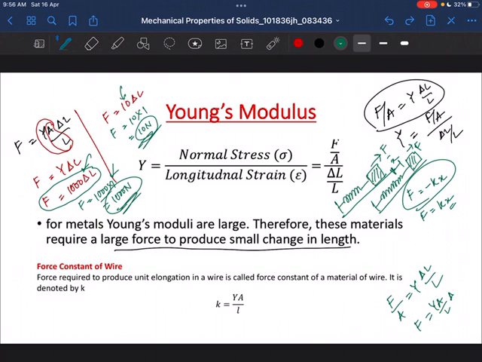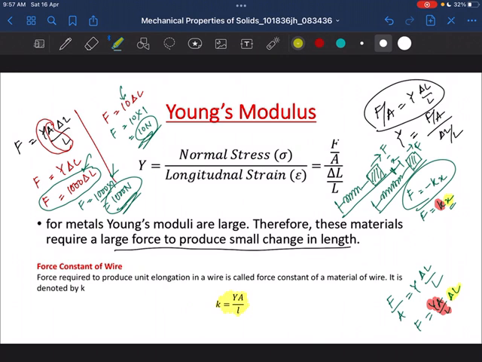Now if I compare this X corresponds, this X is small, the change in the spring length, and this del X is also the change in the rod which we experience. So what remains is, you see here the value of K, and here it's YA by L. So from here we get the spring constant, that is K is equal to YA by L.